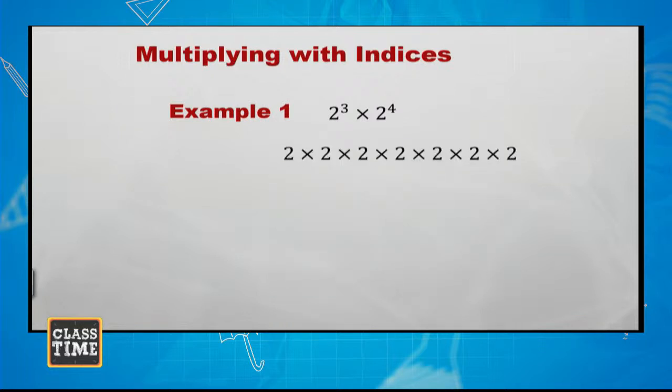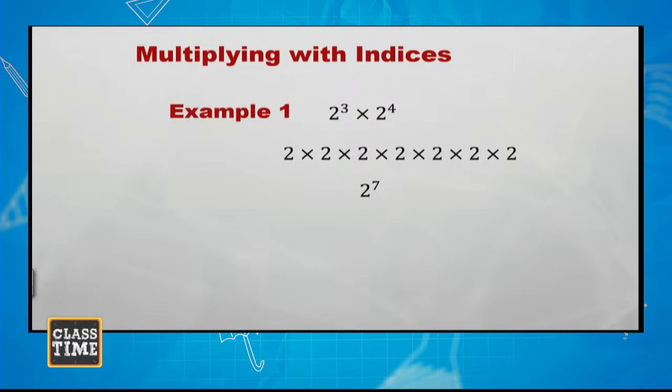So we have 2 raised to the 2 cubed, 1, 2, 3, multiplied by 2 to the 4th power, 1, 2, 3, 4. Now, just from looking here, you can pretty much count the number of 2's you have to see how many times you're multiplying 2. And you would get 2 raised to the 7th power.